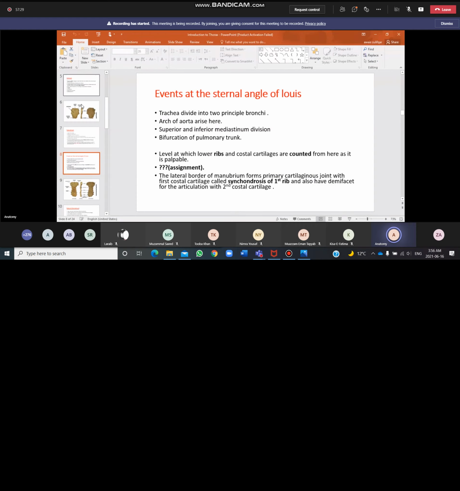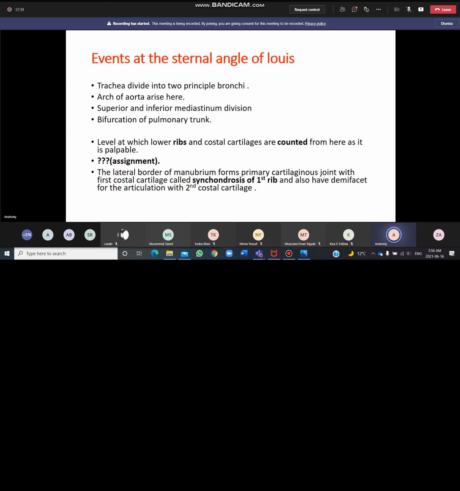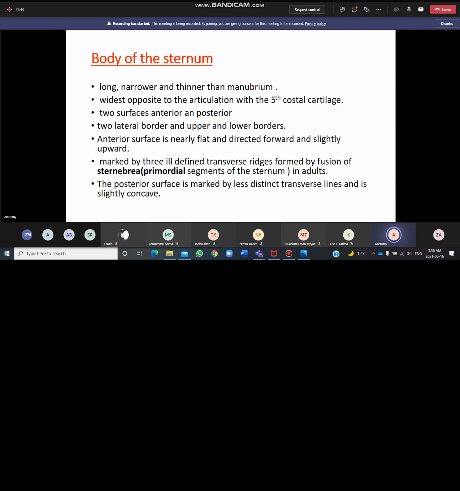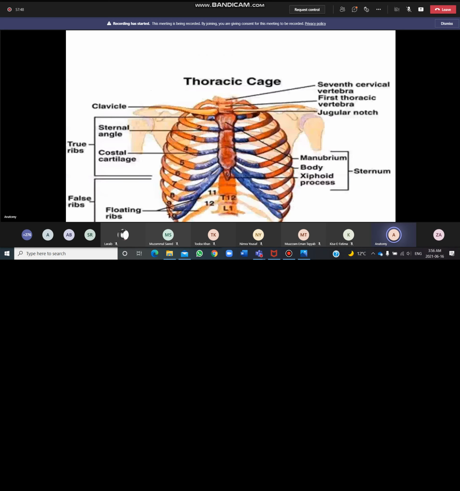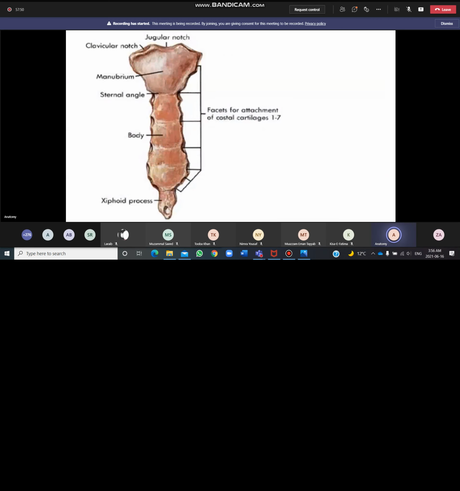Okay, so we have discussed the sternal angle and we have discussed the body. So we were discussing these transverse ridges. You can appreciate these transverse ridges on the anterior surface of the sternum. So these are three in number.